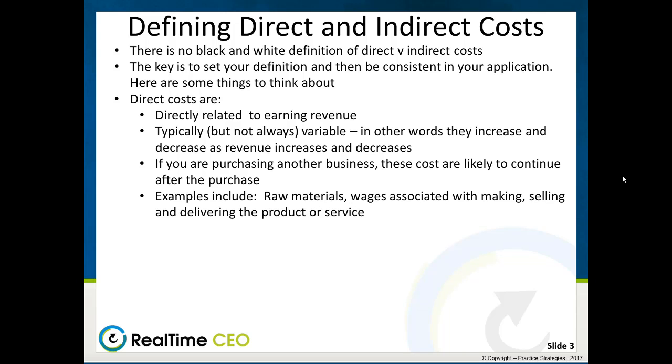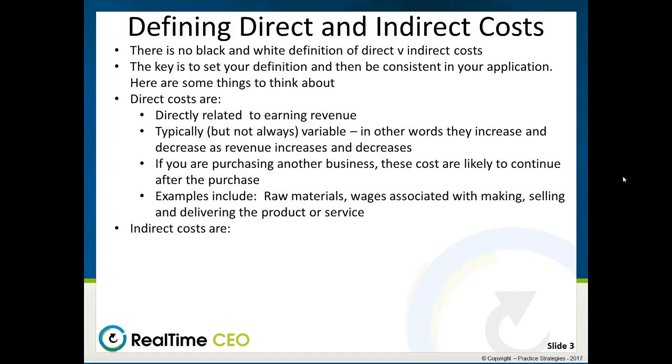By way of example, raw materials in a business are absolutely a direct cost. Wages associated with making, selling, or delivering the product or service, we believe, are direct costs. So, for example, they may be factory wages in a manufacturing environment. They may be selling wages in a retail environment. And in a service environment, the salaries of your fee earners, the people who are producing the work that is then going to get sold to the client base. They are all, in our opinion, direct costs.